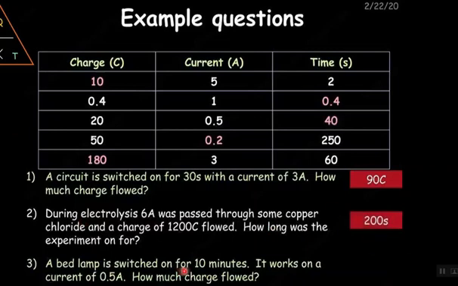A lamp is switched on for 10 minutes. Danger! Why? I can't use minutes in this formula, so I must convert it to seconds. 10 times 60 gives me 600 seconds. It works for a current of 0.5 amperes. How much charge flows? So 0.5 times 600 gives me 300 coulombs.